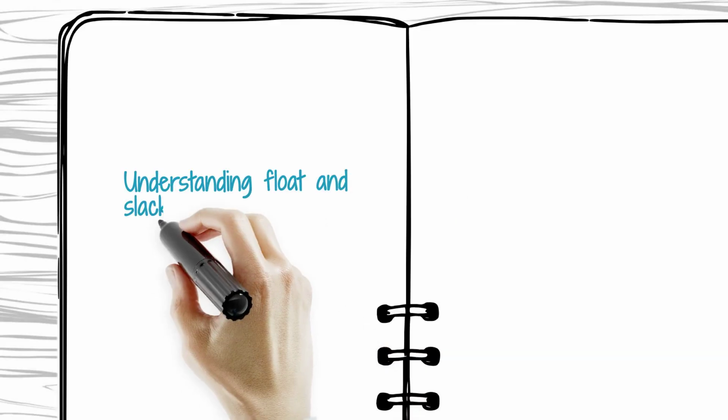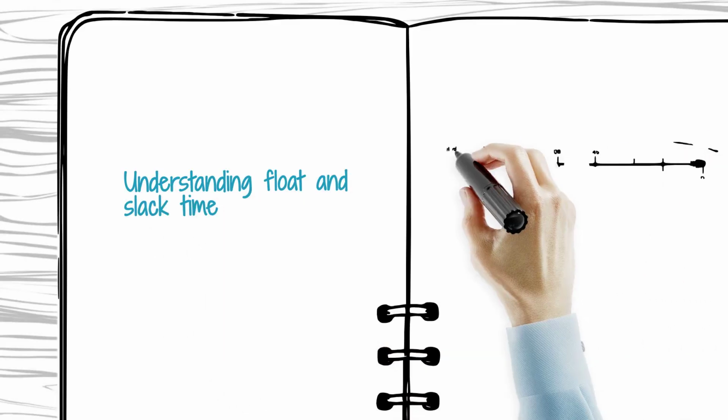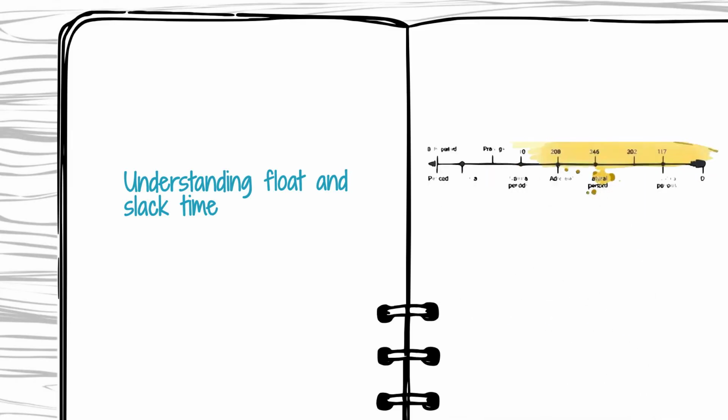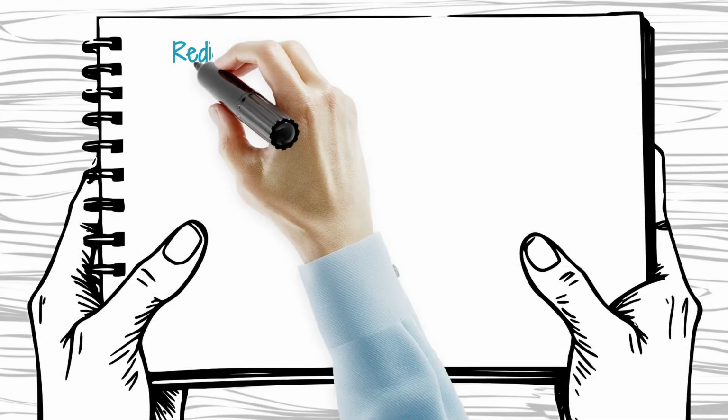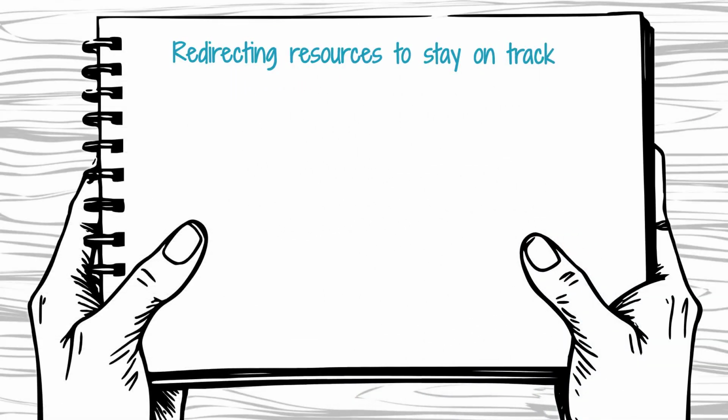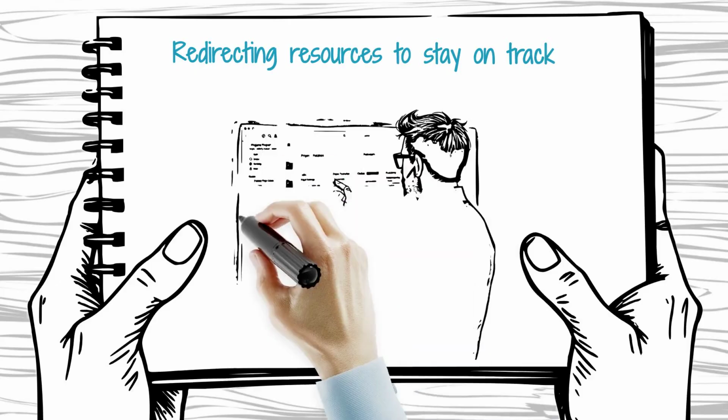This is the buffer period where non-critical tasks can be delayed without affecting the project's overall timeline. Understanding float allows managers to prioritize tasks and allocate resources more strategically. For example, in a scenario where the critical path is delayed, resources from non-critical tasks can be redirected to critical ones to keep the project on track.